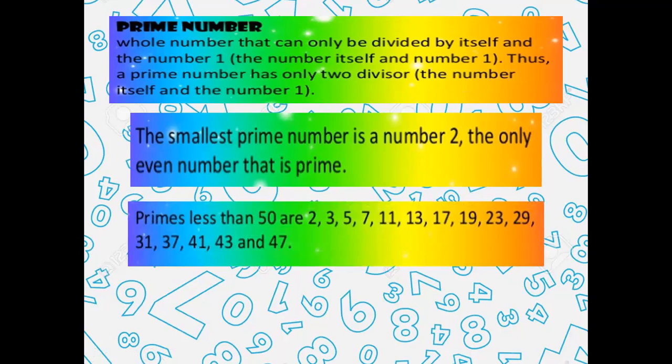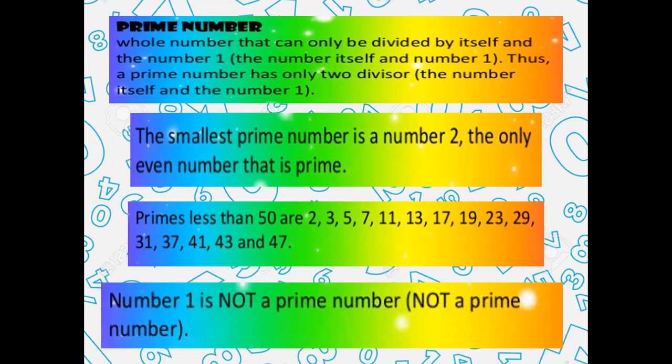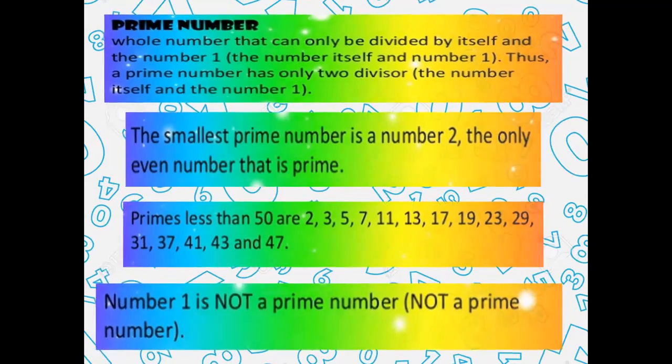Primes less than 50 are 2, 3, 5, 7, 11, 13, 17, 19, 23, 29, 31, 37, 41, 43, and 47. Now, if you look at these numbers again, these are whole numbers that can only be divided by itself and the number 1. Number 1 is not a prime number. Again, it's not a prime number.